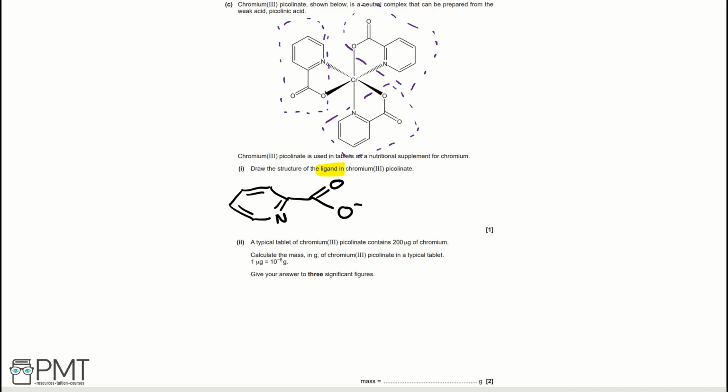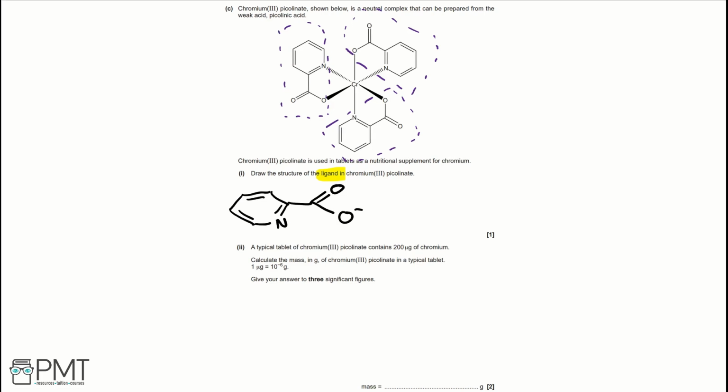In part 2, we're told that a typical tablet of chromium 3 picolinate contains 200 micrograms of chromium. Calculate the mass in grams of chromium 3 picolinate in a typical tablet. 1 microgram is 10 to the negative 6 grams. Give your answer to 3 significant figures.